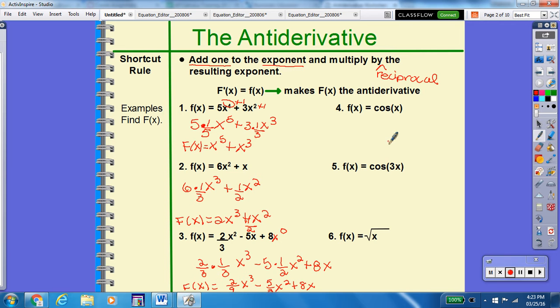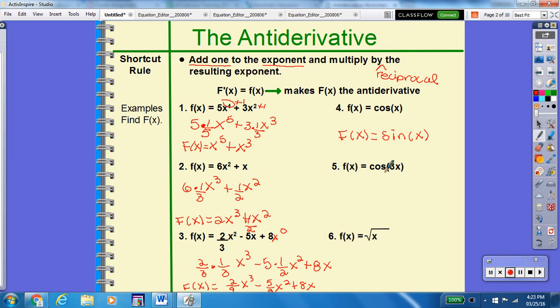So sometimes it's a little bit easier, or you just kind of have to think through it. With trig, it happens that way. So we have the function is equal to cosine of x, so you have to think, all right, what was the function that when I take its derivative gives me cosine? And you probably guessed it, it is sine. So put sine of x. Okay, the derivative of sine is cosine, so it checks.